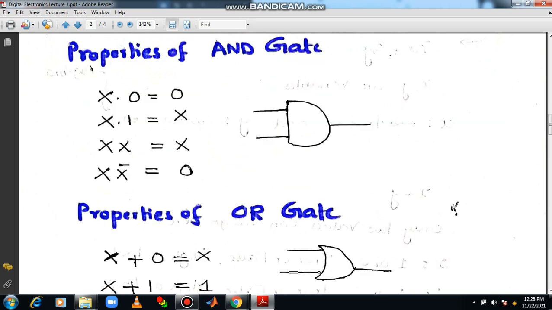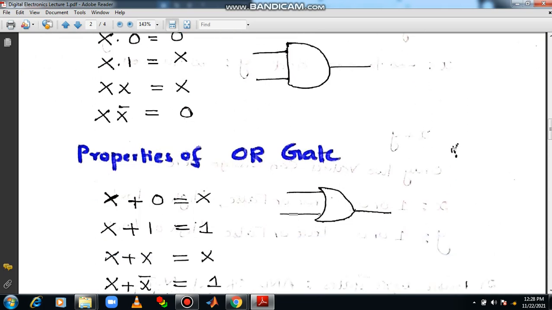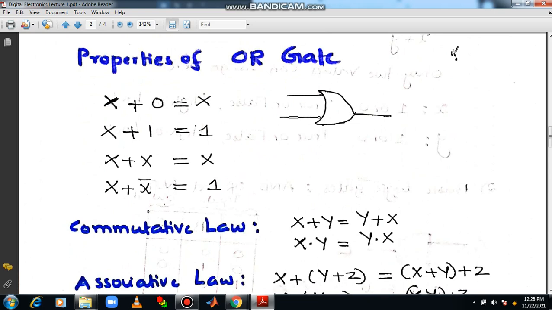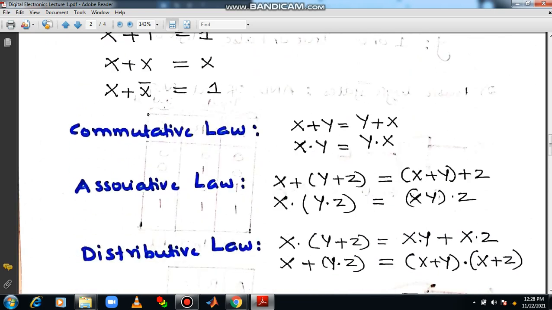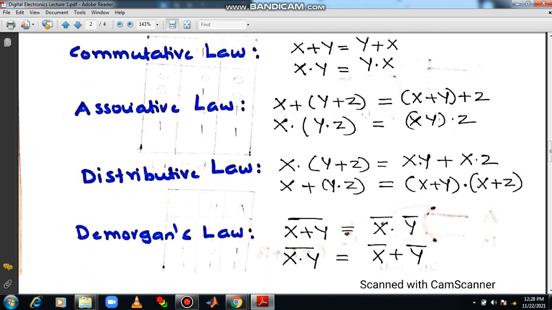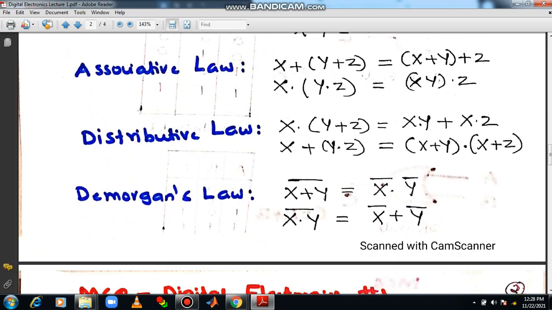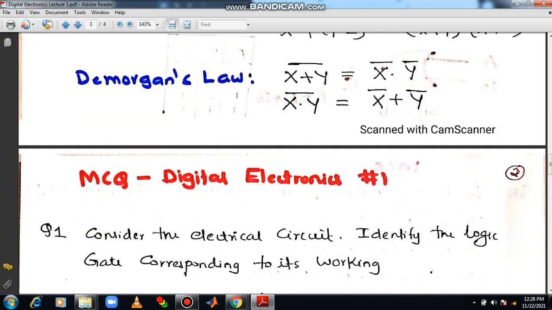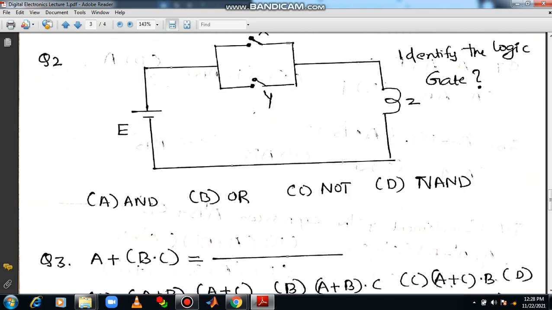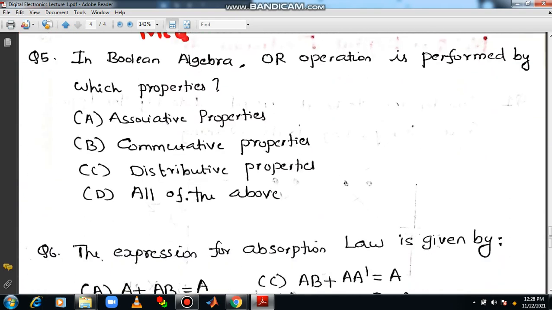Later I discussed the properties. This is very important for solving the questions which I showed you right now. Please recall the properties. The properties of the OR gate also you have to discuss. Then commutative law, associative law, how to apply distributive law, and you have to apply the statement of De Morgan's law. These are the prerequisites to solve those 6 questions. Anyway, let us start discussing the questions.